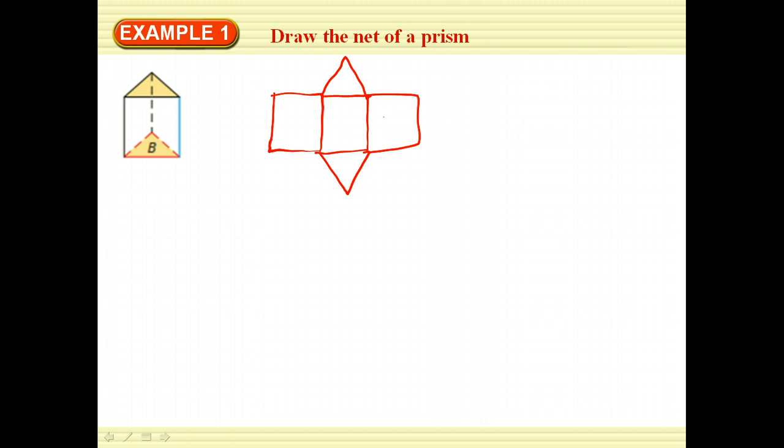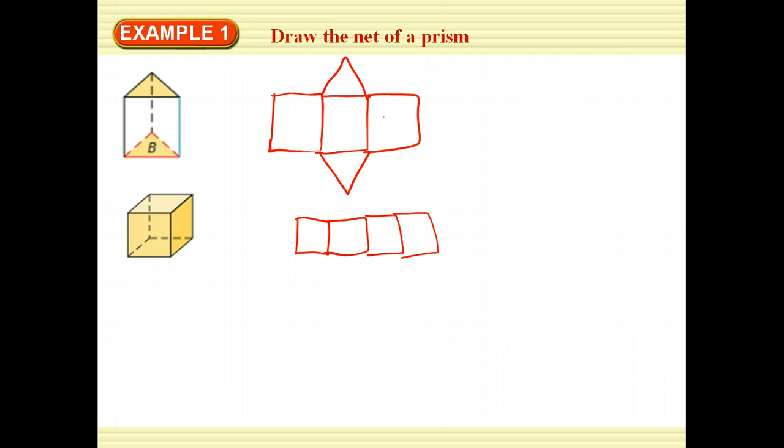Now these triangles may be here, or they can be in different places. It doesn't matter, as long as you're showing all of the sides and all of the faces. For this prism, remember I've got 4 sides, a top and a bottom. They are all squares, so 1, 2, 3, there's my 4 sides laid out, and I will have a top and a bottom.